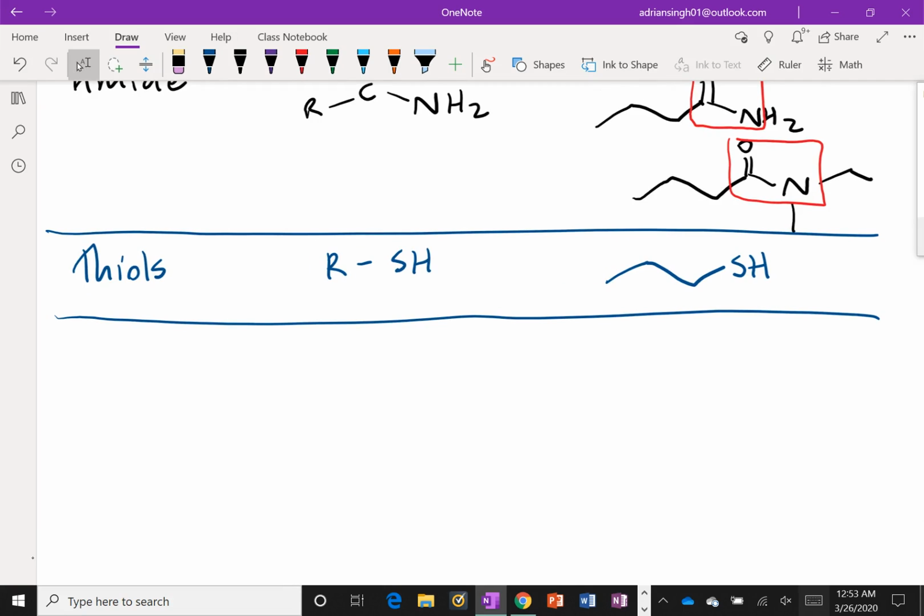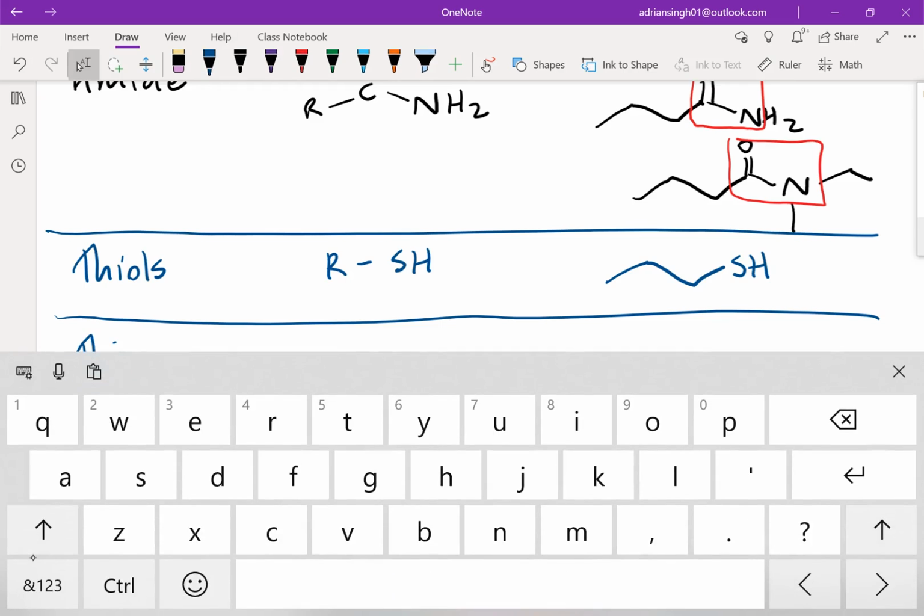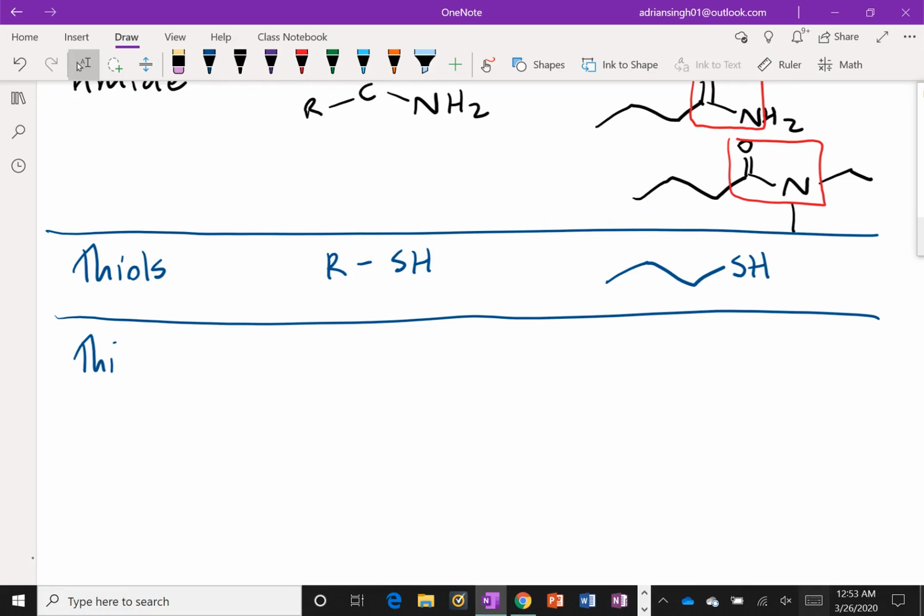And then the last one is called a thioether. Thioethers are going to have an S between two R groups, a sulfur between two R groups, and again the R groups are just carbon-containing groups.